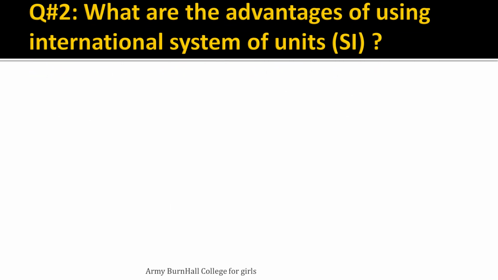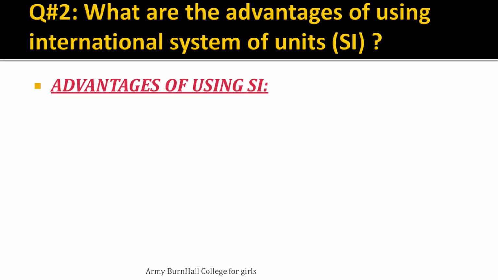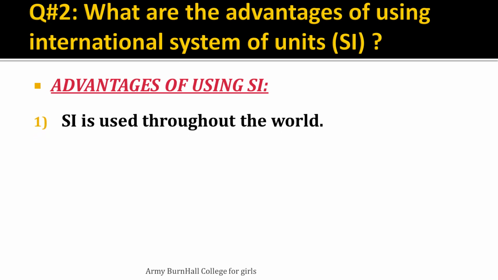Question number 2, what are the advantages of using the International System of Units? Why are we using SI? You have to write down the advantages. You have to give a proper heading and then you have to write it in points. Number 1, SI is used throughout the world. Okay, System International is used throughout the world.